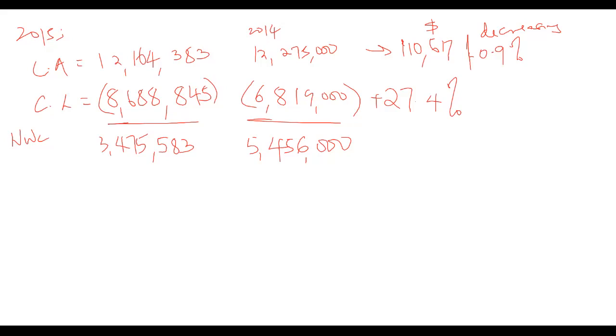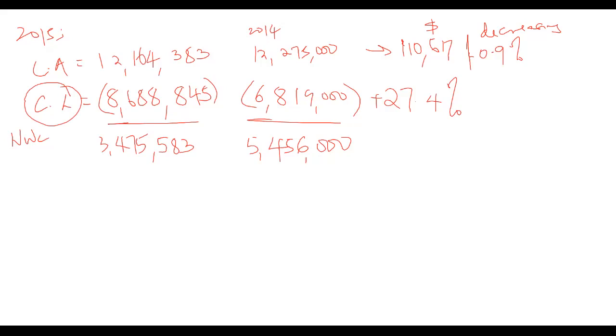Because its current assets have decreased by 0.9%. However, its reliance on short-term finances, current liabilities, has increased by 27.4%. Why is that the case? There is a problem somewhere the company needs to resolve.